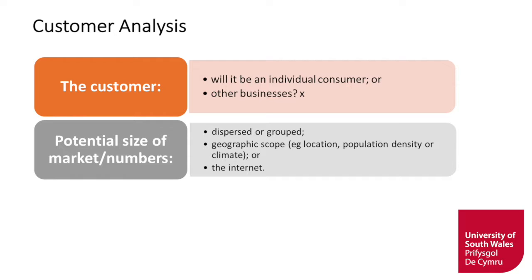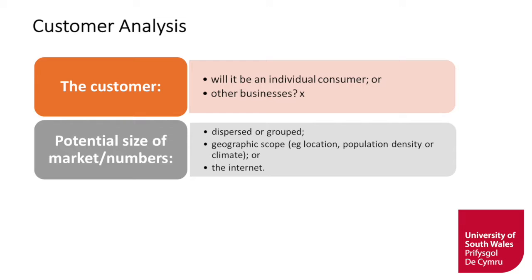What about the geographic scope? So location, population density, or climate, or the internet. So if you're going to identify customers via the internet, how are you going to do that? Now there are some really good options on the internet, one being Facebook. And if you go behind the interface of Facebook, you can really identify many different factors, the demographic profile being one of them, to really target your audience with the selling of your event.